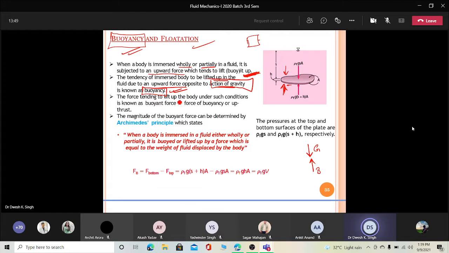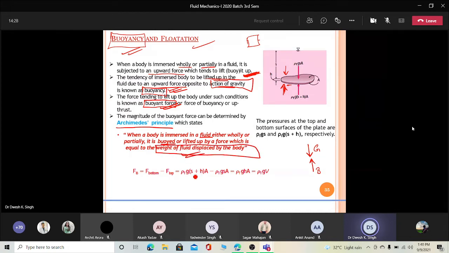The force tending to lift up the body under such condition is known as buoyant force. So buoyancy is the tendency of a body to be lifted up, and the amount of force acting during that buoyancy is called the buoyant force. This buoyancy effect is based on the Archimedes principle. What is the Archimedes principle? When a body is immersed in a fluid, either partially or fully, it is buoyed up by a force equal to the weight of the fluid displaced.